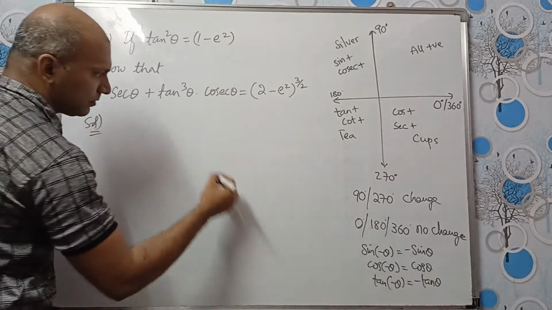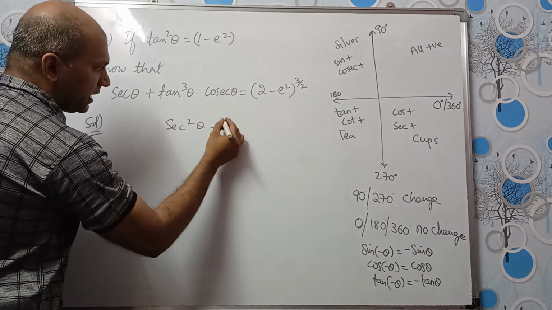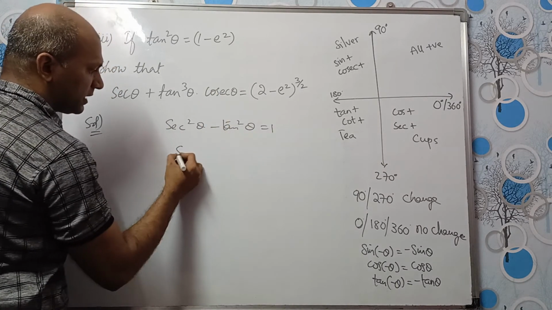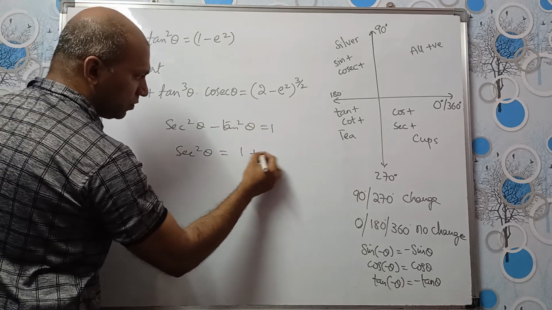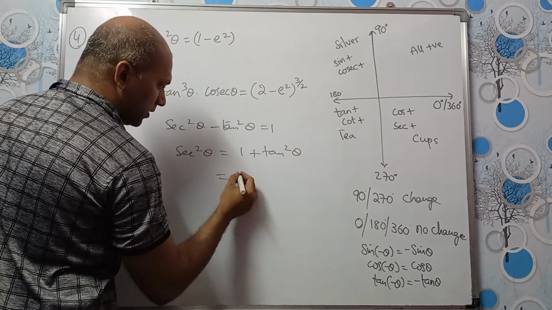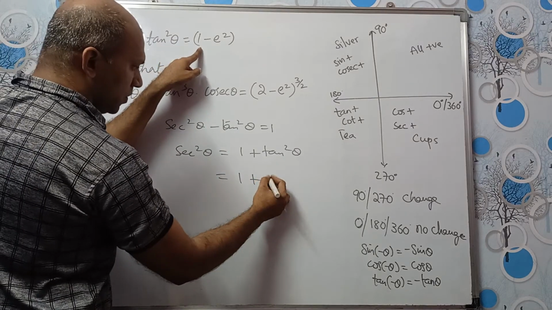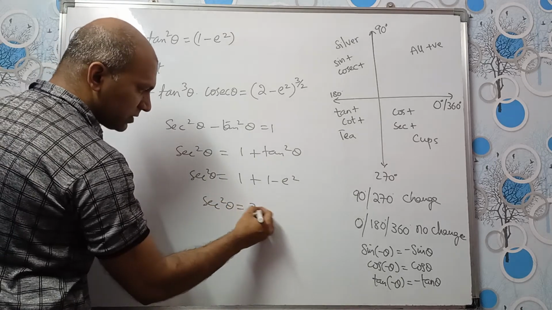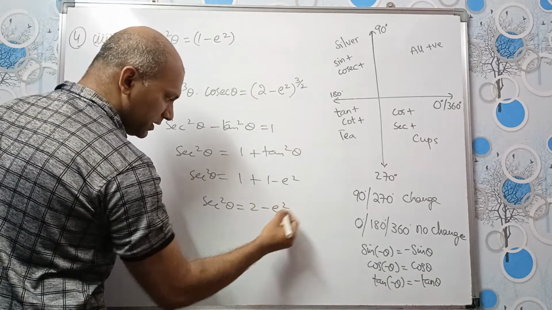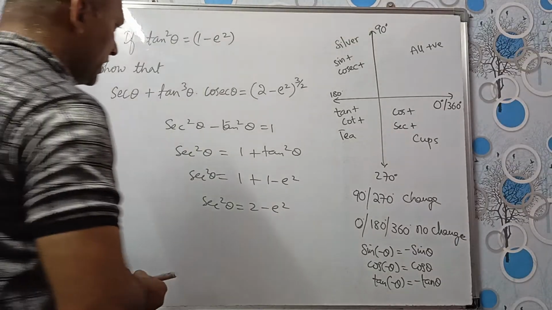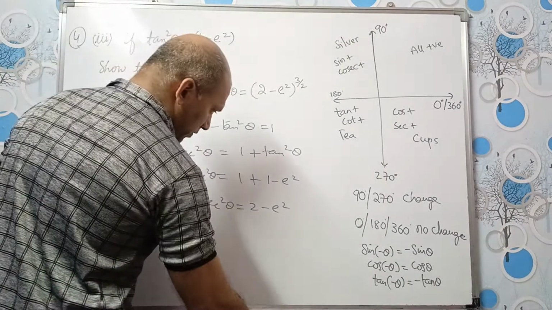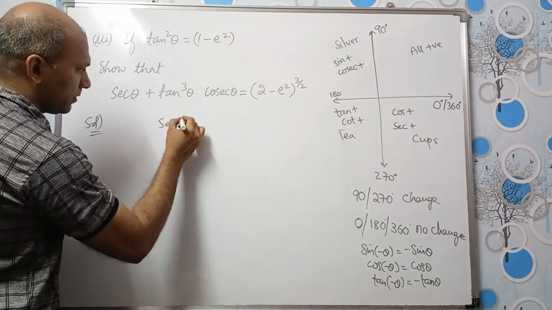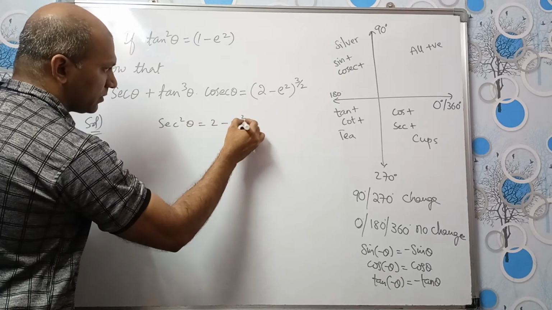What is that identity? Sec² θ − tan² θ is equal to 1, right? So if you send tan² to the other side, it will become sec² θ = 1 + tan² θ. But what is tan² θ given? It is 1 − e², right? So can we write sec² θ as 1 + 1 − e², which is 2 − e²? Sec² θ is 2 − e². Okay, let us utilize that. I'll drop this and write sec² θ is 2 − e².